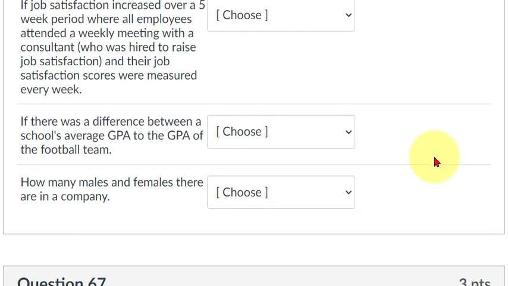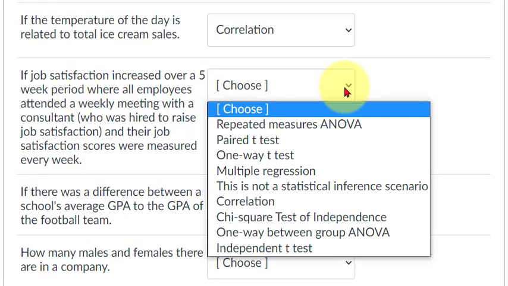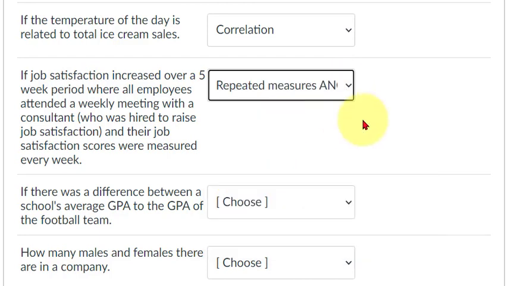Next question. If job satisfaction increased over a 5-week period where all employees attended a weekly meeting with a consultant and their job satisfaction scores were measured every week. So only one group, but 5 repeated measures. That is a repeated measures ANOVA or a within group ANOVA. So I'm going to say that one.